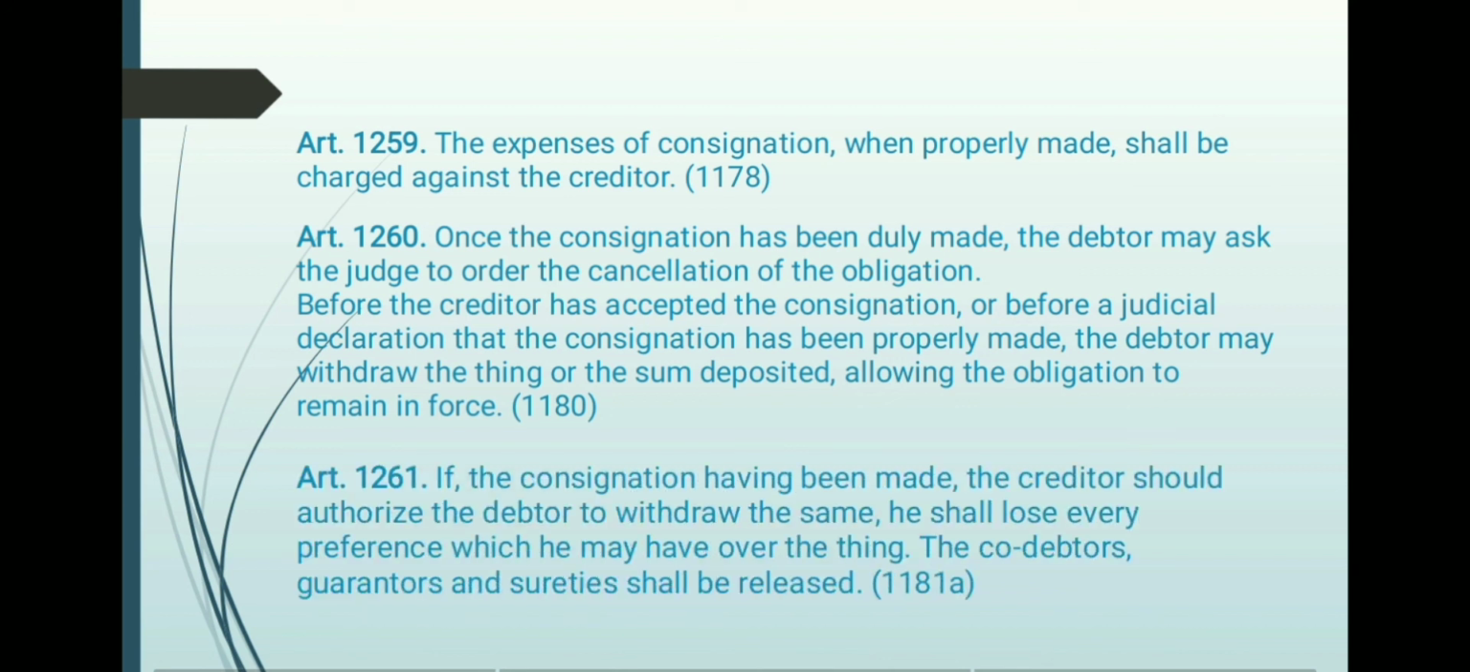Last, Article 1261. If the consignation has been made, the creditor may authorize the debtor to withdraw the same. He shall lose every preference which he may have over the thing. The co-debtors, guarantors, and sureties shall be released.